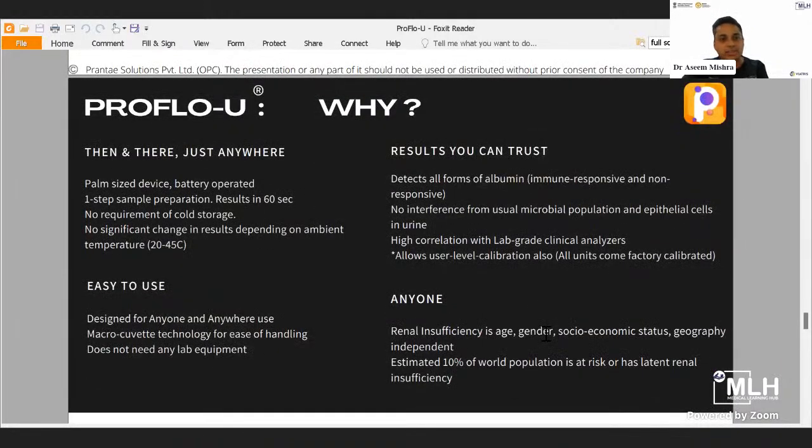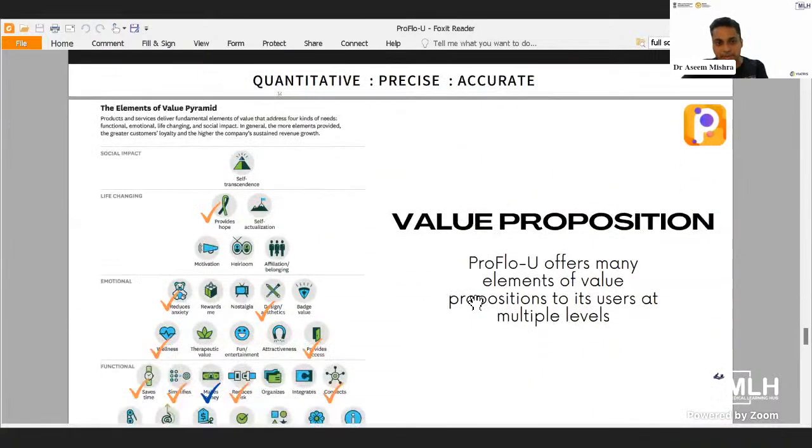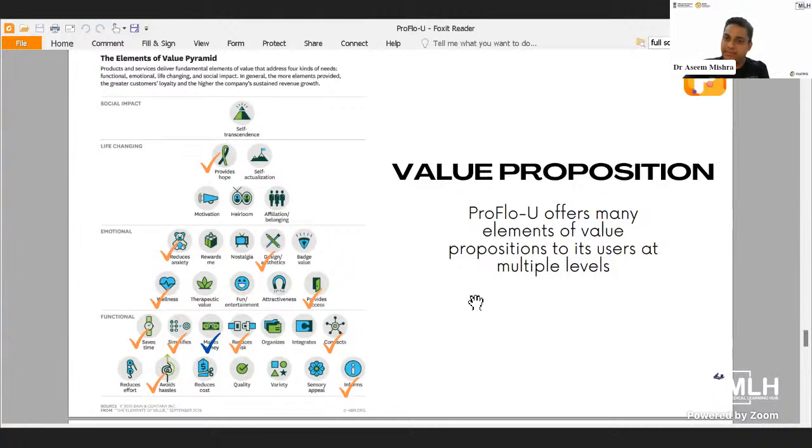I would end the presentation now by saying that there are various reasons why you need ProFlowU. It's easy to use. You can trust the results that you get. And it can be used by anyone and anywhere. Since we are designing it mostly for the self-health use category, we took great care in looking at the ergonomics of the system, the usability of the system, as well as the attractiveness while maintaining functionality of the technology. Our philosophy is that medical devices need not look fearful. They can look attractive and you have a sense that you have something fashionable with you.